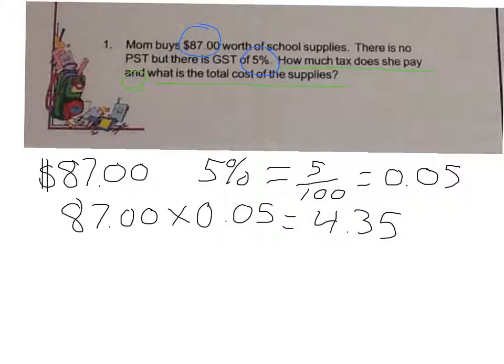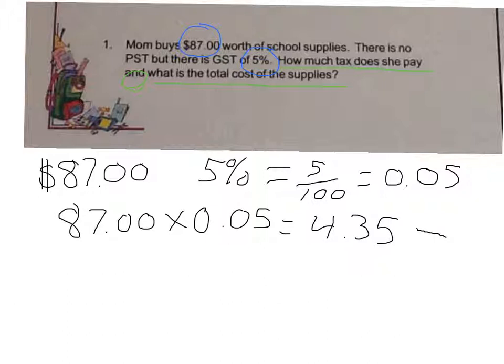Or if you don't have your calculator, you can do it by hand. You can do 87 times 0.05. 5 times 7 is 35, carry 3, is 43. I have two decimal places, so I'll bring it over 2. So there. My tax is $4.35.